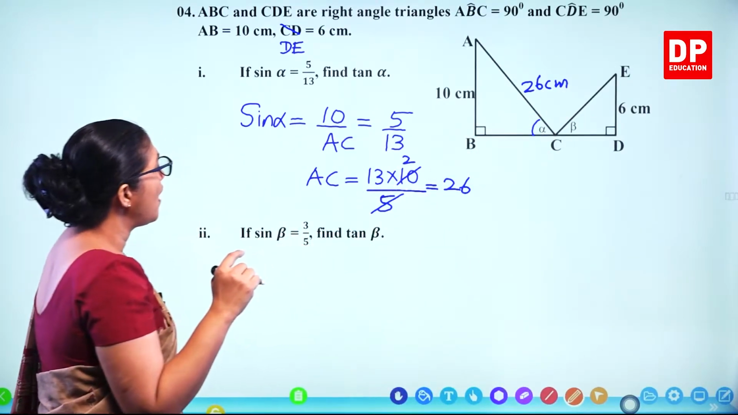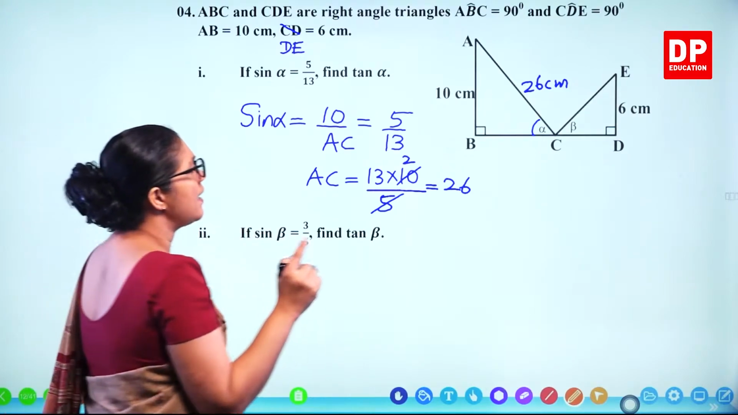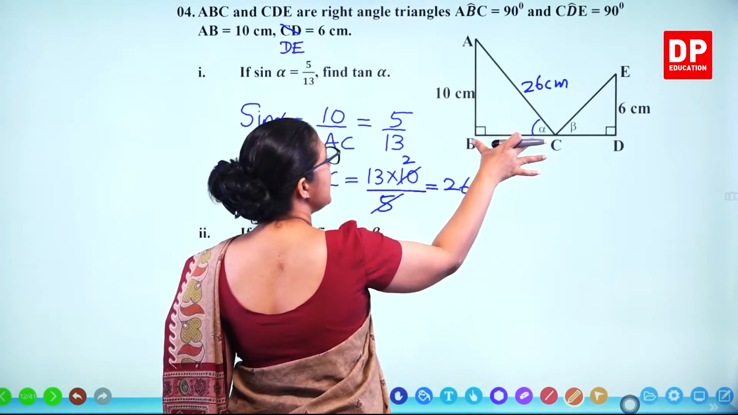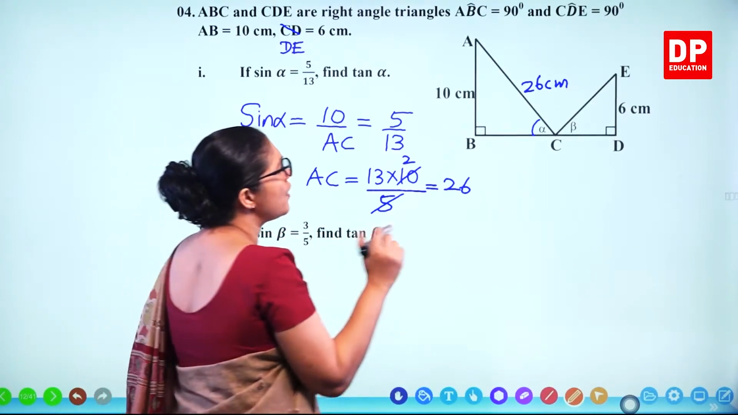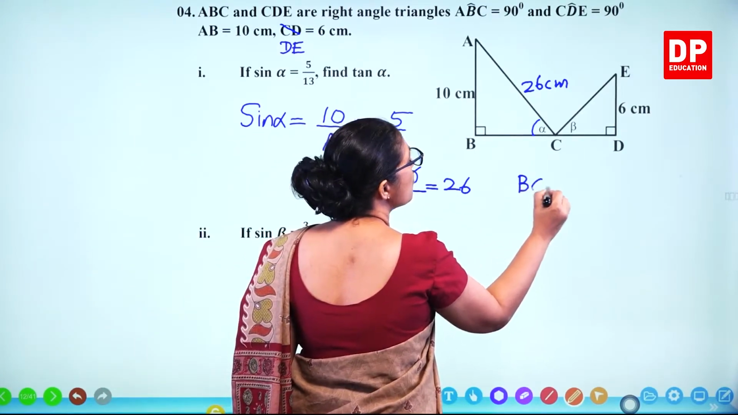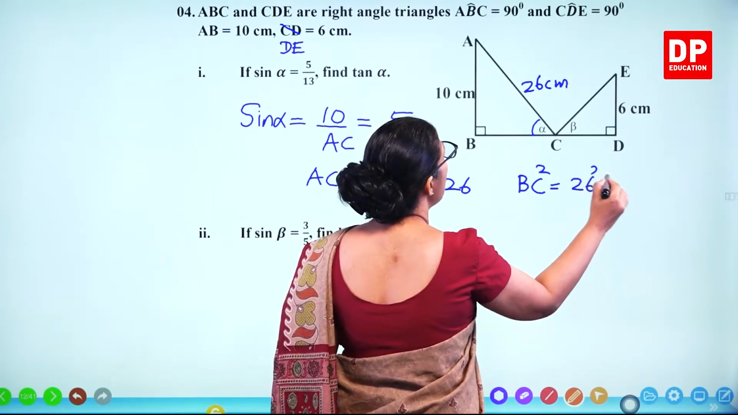Now we can find out tan alpha. So how do you find tan alpha? You need BC length. So we'll use Pythagoras theorem to find out BC length. BC squared is equal to 26 squared minus 10 squared.